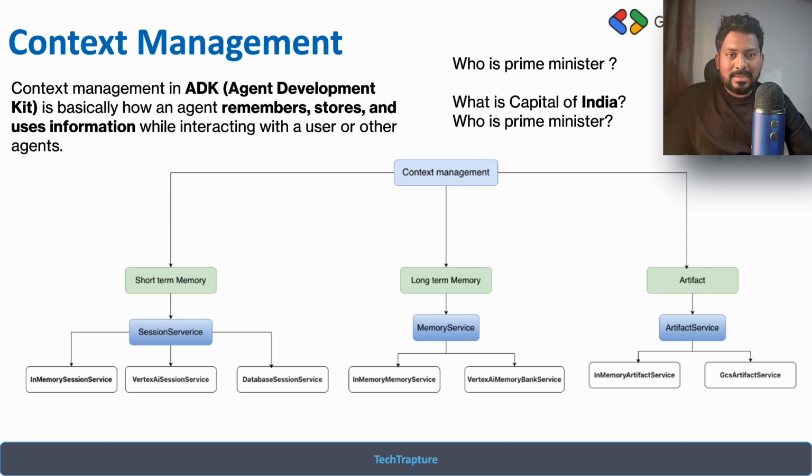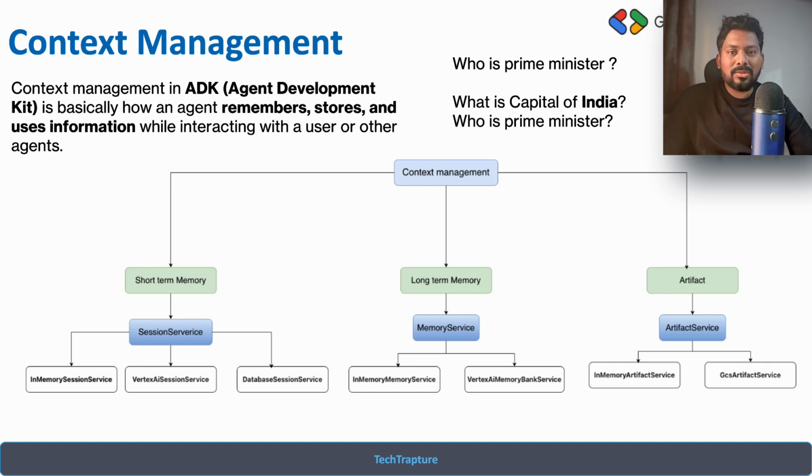Then the Vertex AI session service is the managed Vertex AI session service, which can be used along with Agent Engine, and it is persistent. Even though your agent is restarted, you can still access those sessions. And then the database session service, where you can use relational databases to store your sessions. We'll see a demo with each of these session services. This is short-term memory.